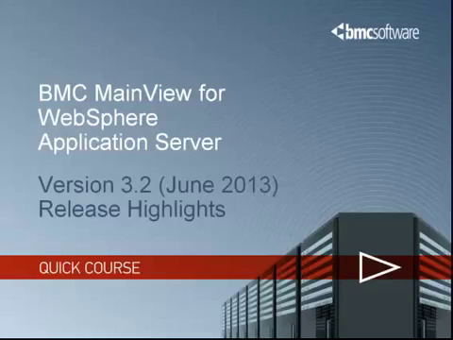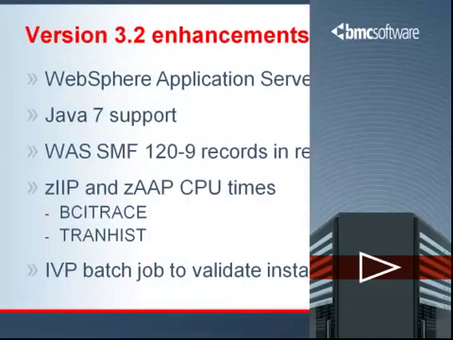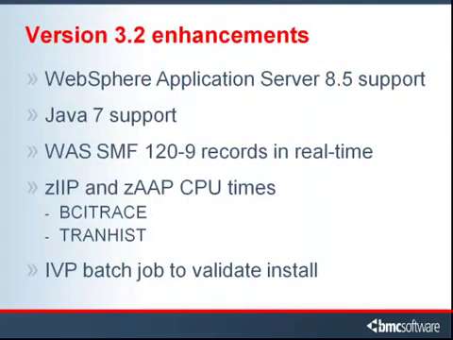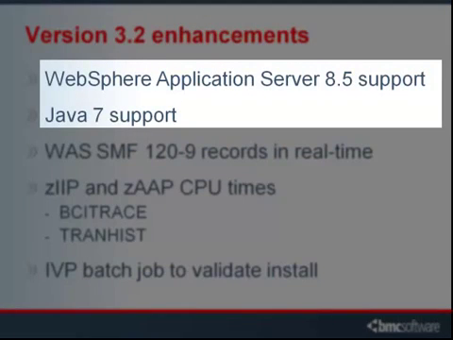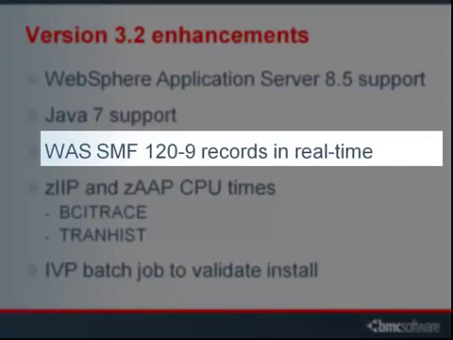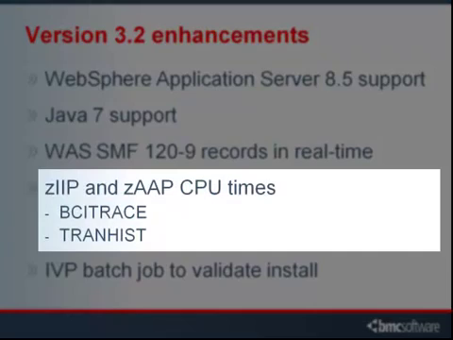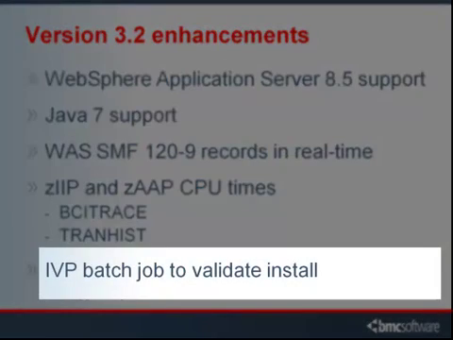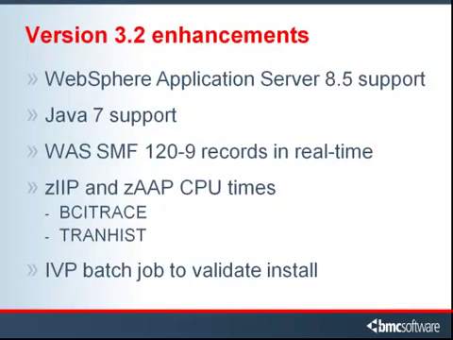In this session, I'll describe some new features available with MainView for WebSphere Application Server version 3.2. This release provides enhancements based on customer requests and the availability of WebSphere Application Server, or WAS, version 8.5 with a customizable Java 6 or Java 7 version. You can view SMF 120 subtype 9 records in real time, and you can see the CPU times for zIIPs and zAAPs, and you can also run a batch job to validate the product installation. Let's take a look at the new features.